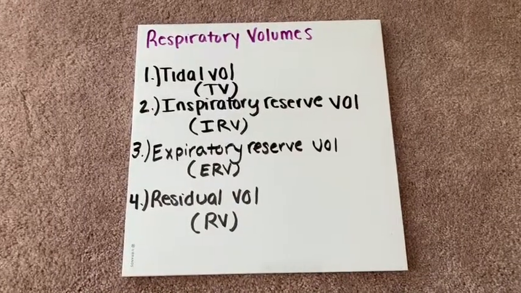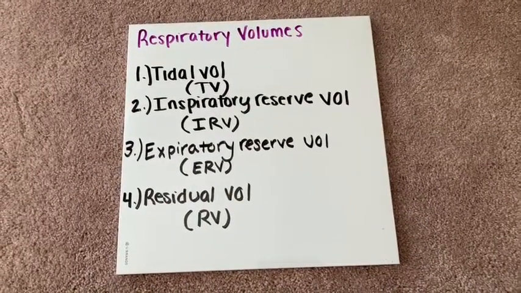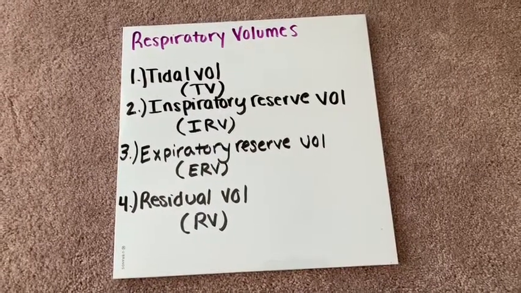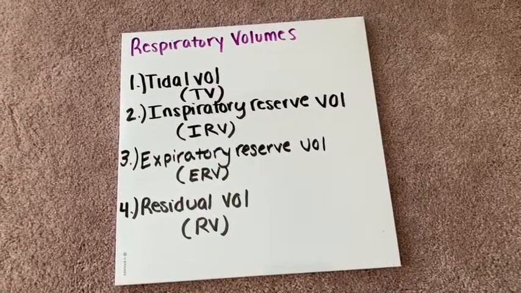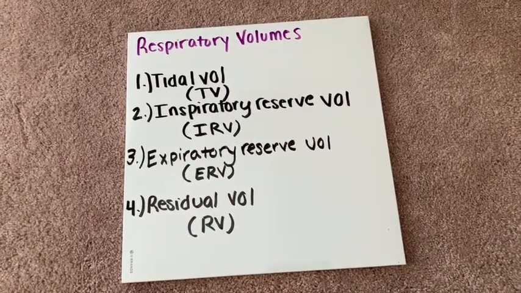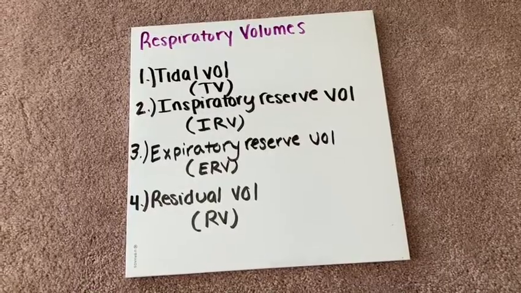Here I have the respiratory volumes. Tidal volume is normal breathing volume. Inspiratory reserve volume is how much you can breathe in after a breath. Expiratory reserve volume is how much you can breathe out after an exhalation. And residual volume is what is left in the lungs after ERV.